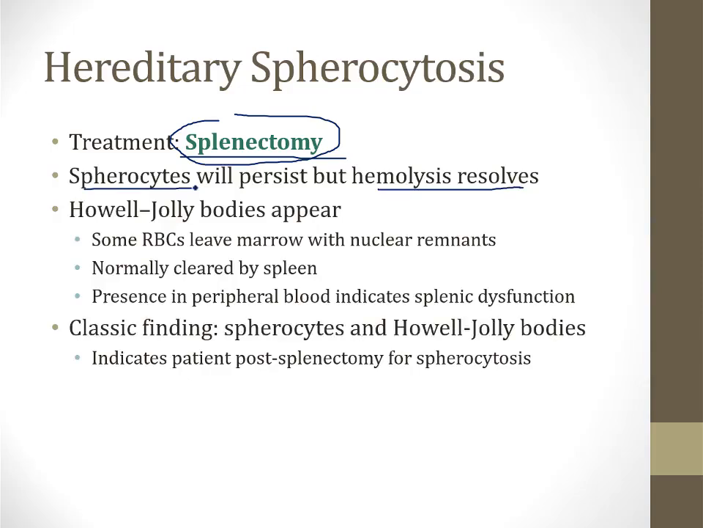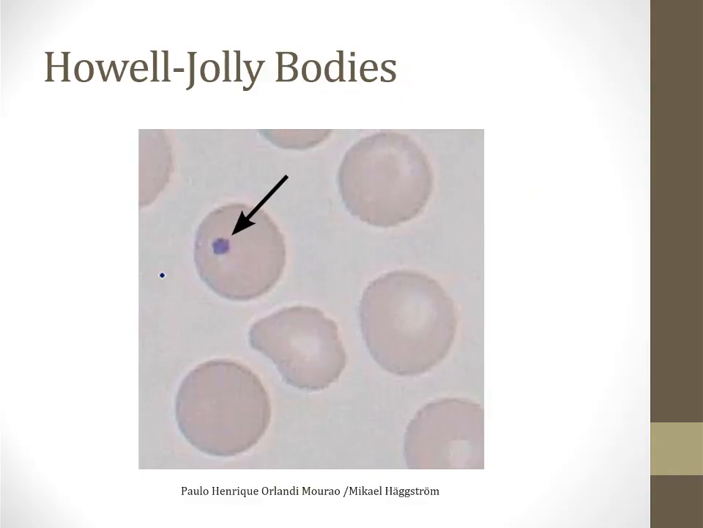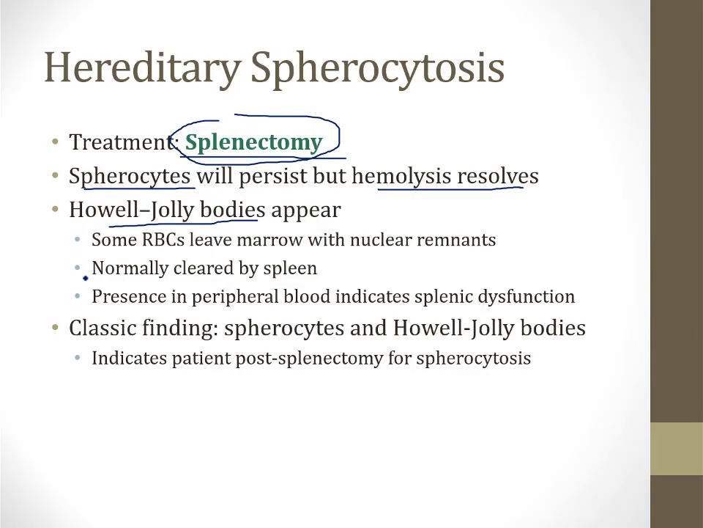Now, one important thing you should know about patients who have had their spleen removed for spherocytosis. When this is done, Howell Jolly bodies will appear in the peripheral blood. This is a picture of a Howell Jolly body shown on the screen here. It's a small inclusion inside of a red cell. The reason Howell Jolly bodies appear when the spleen has been removed is because some red cells normally leave the marrow with nuclear remnants. These red cells are usually cleared by the spleen. But if a person has splenic dysfunction for any reason, including if the spleen has been removed, then the Howell Jolly bodies will appear and be present inside of red cells in the peripheral blood.